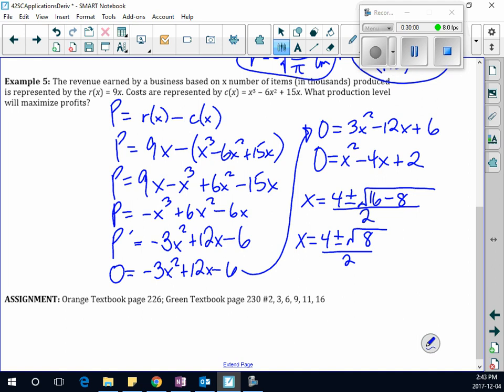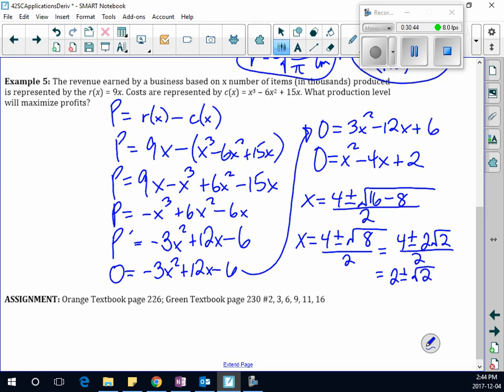Now, in order for us to have a true answer, we can't have, which one can't we have here? So, well, hold on. The square root of 8 is approximately what? It's 2 root 2, but do you see it's just a little bit less than root of 9, which is 3, and that means we could have both. So we need to figure out which one's the maximum. So this is 2 root 2 divided by 2. So this is 2 plus or minus root 2.